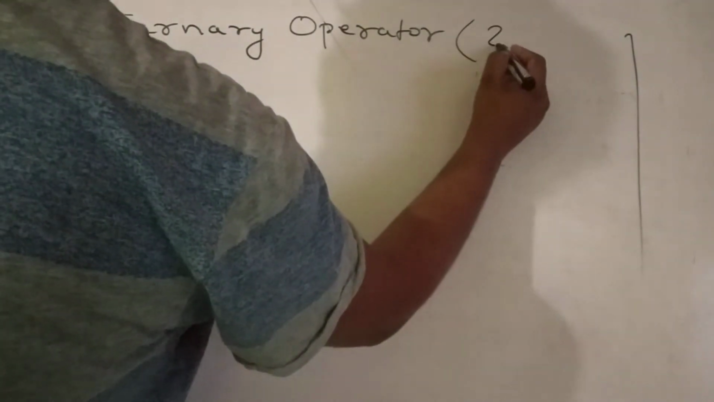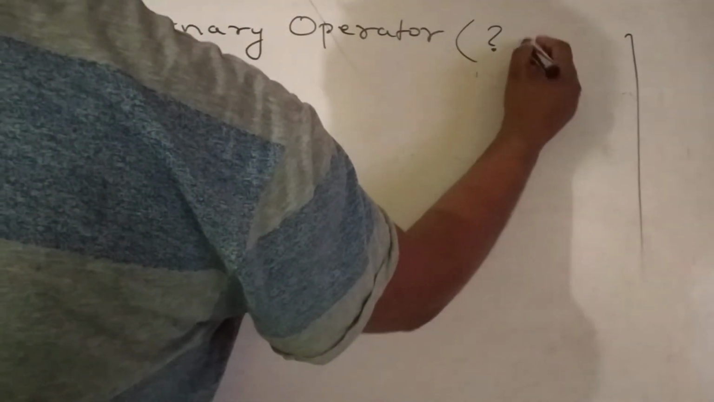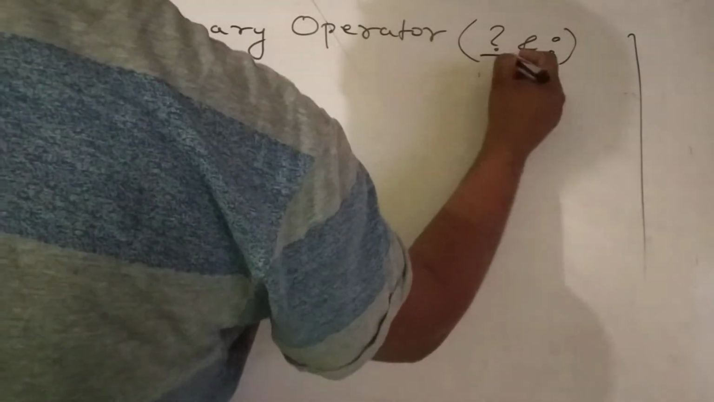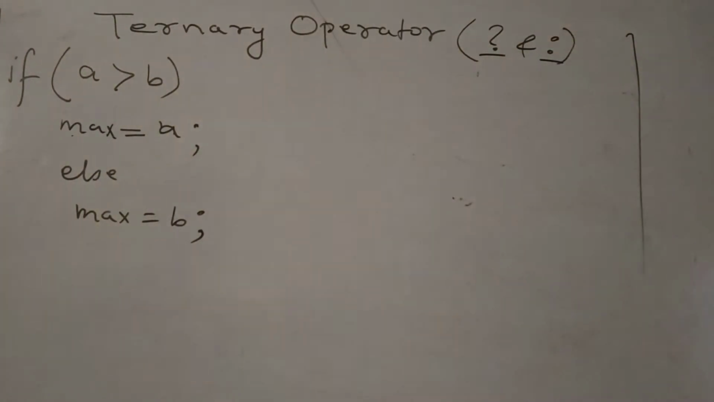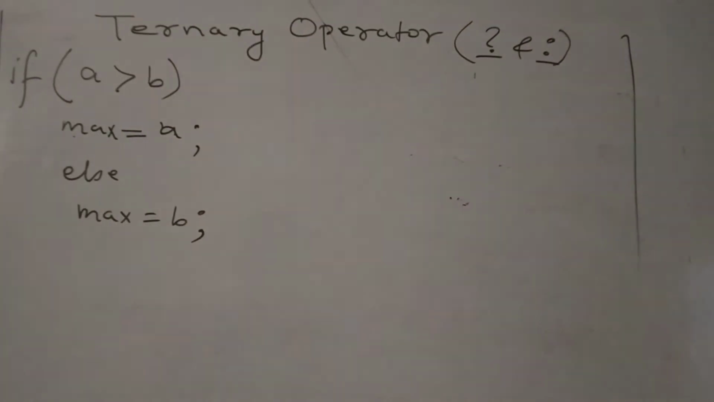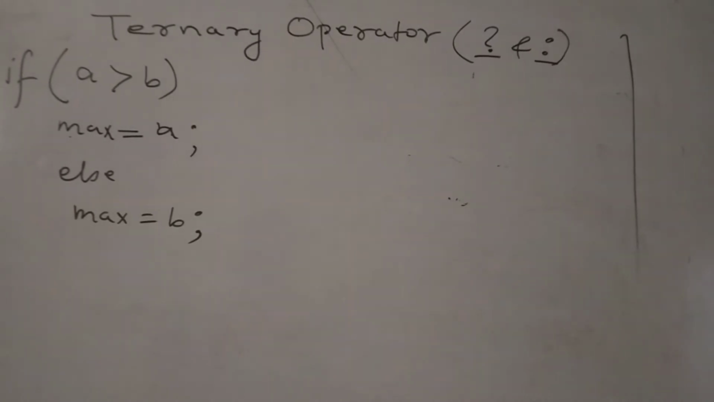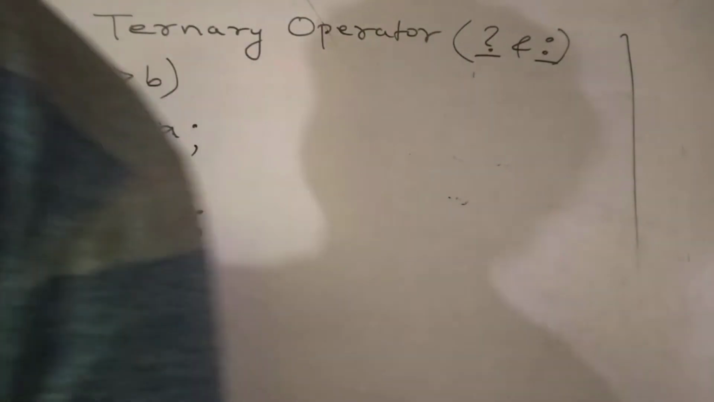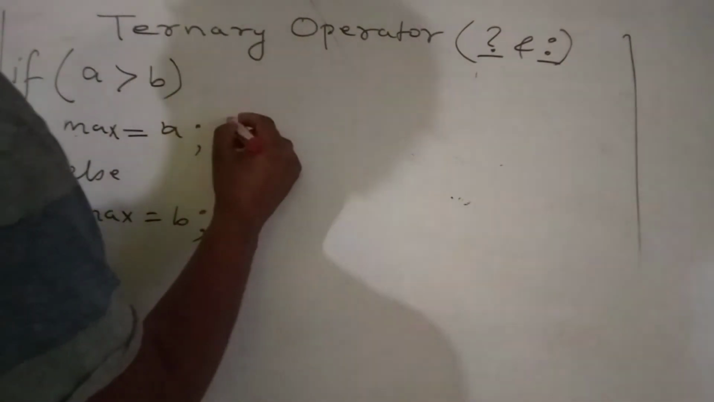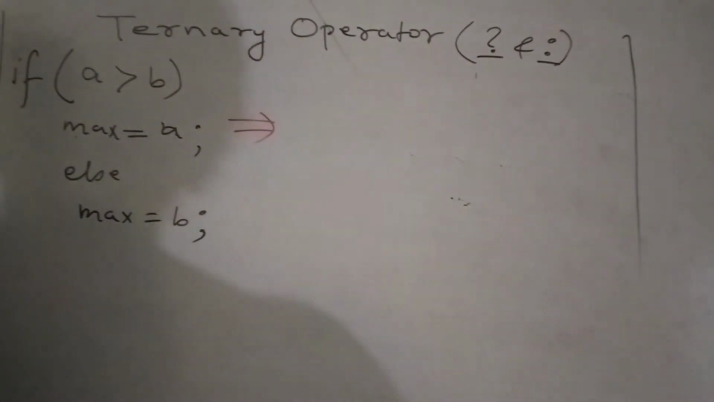As we all know, ternary means question mark and colon. So these two symbols are used in ternary. So as I said in the earlier classes, the ternary operator works on three operands. It works on three variables. So let us write this. Okay, how we can convert this into ternary operator.